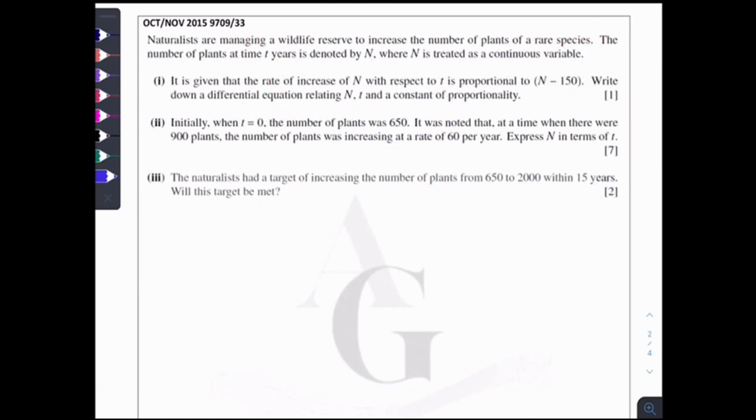For now, I'll show you a few examples of past year questions that require you to form your own differential equation before you can proceed to the next part. Like for this question, have a look at part 1 here.